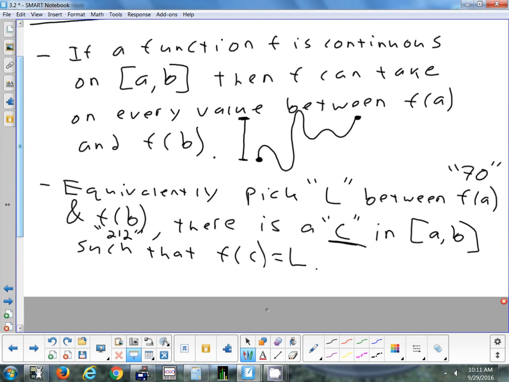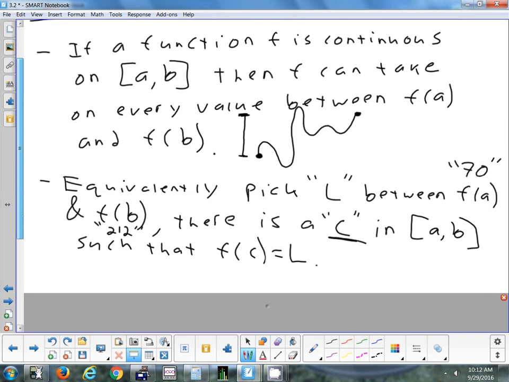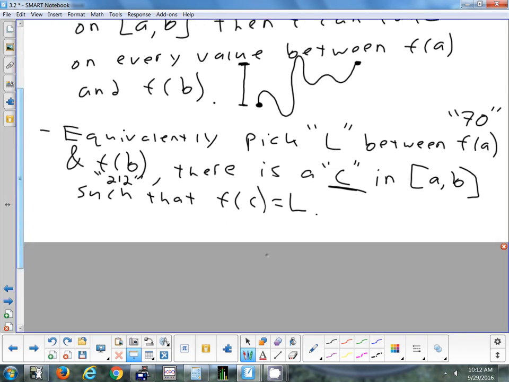So you can pick any number between f of a and f of b, and I'll guarantee you there's a value c you can plug into your function that will cause you to hit the number you picked at some point. That's called the intermediate value property. It doesn't apply if you have a discontinuous function.